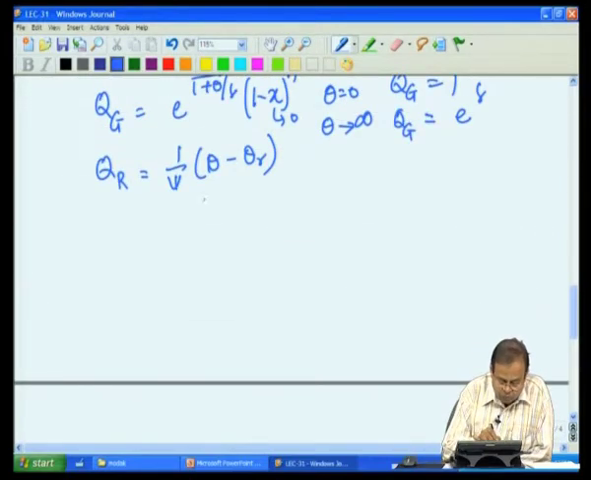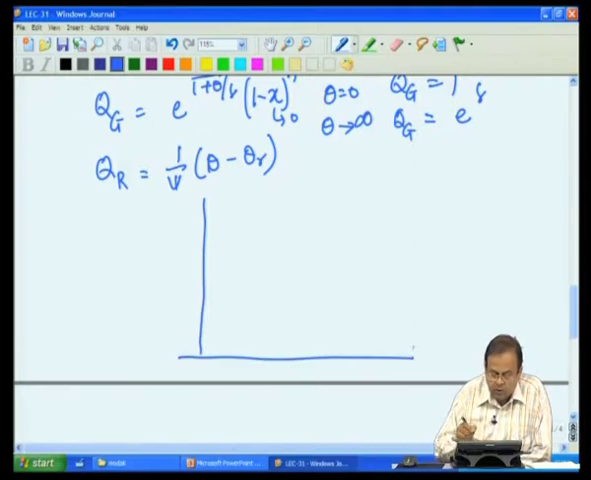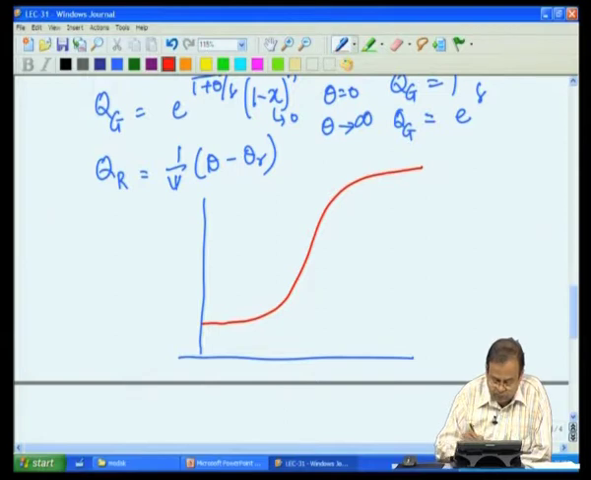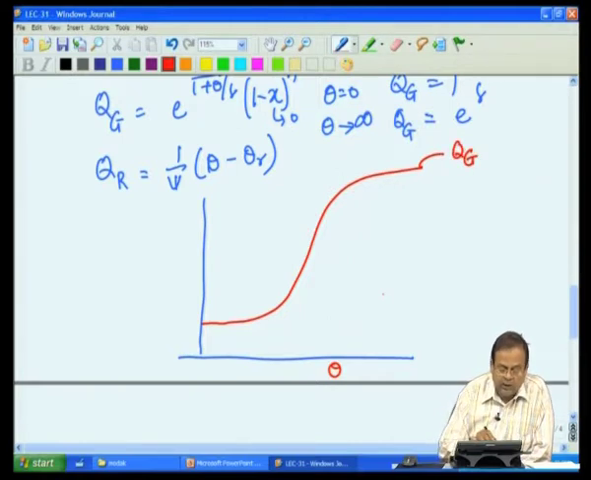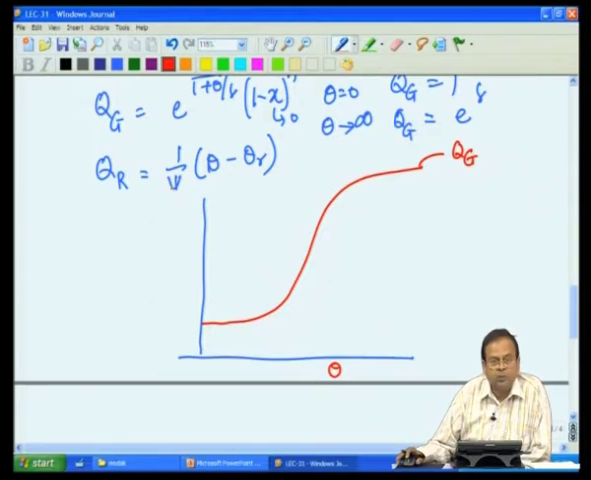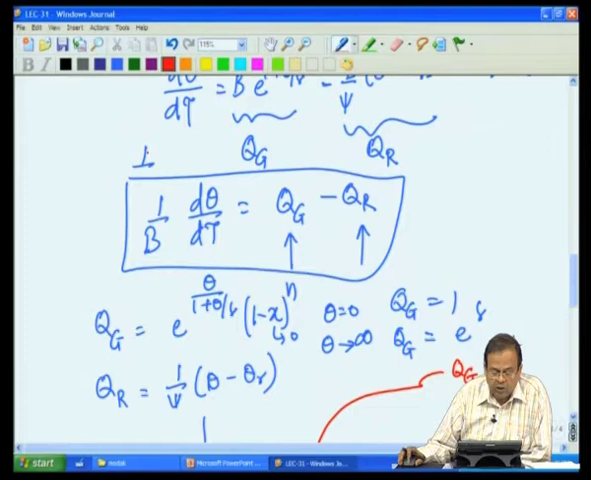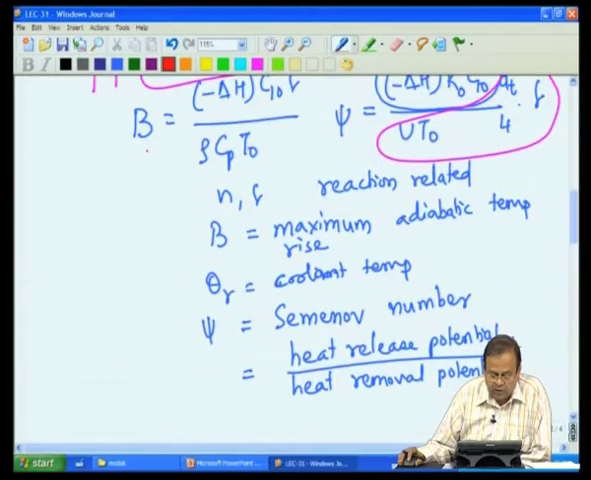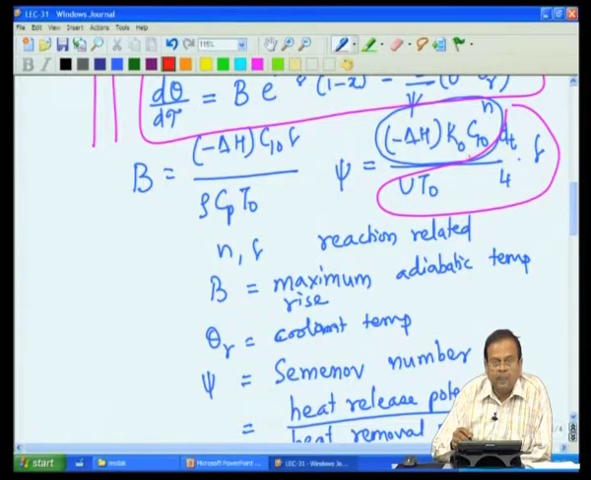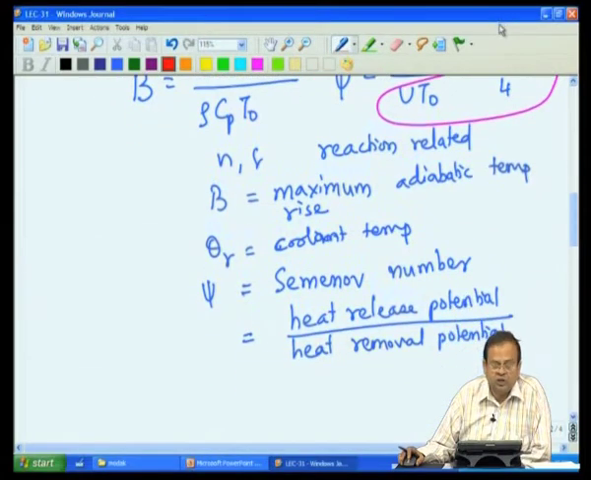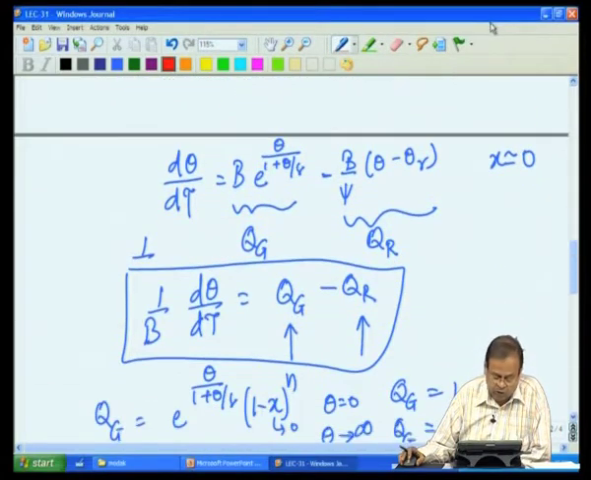Namely, if we look at our QG curve, it was of this nature. So, what we are plotting here is temperature versus QG, and the QR curve can take different values depending upon this parameter psi, which is a Semenoff parameter as we had defined over here, which is a combination of all heat removal term and heat generation term. So, in fact, it is a ratio of these two potentials.